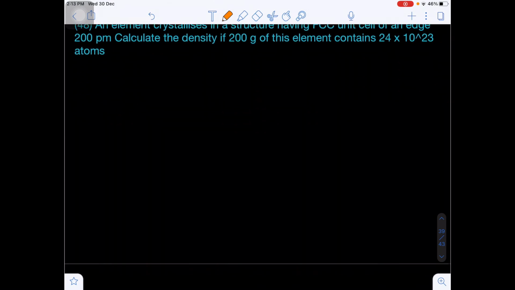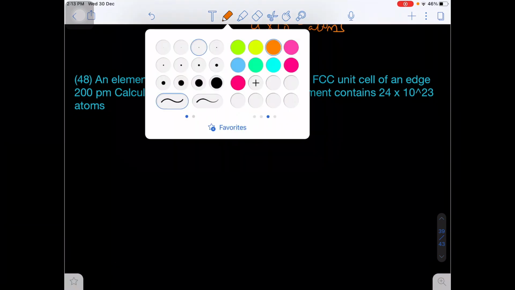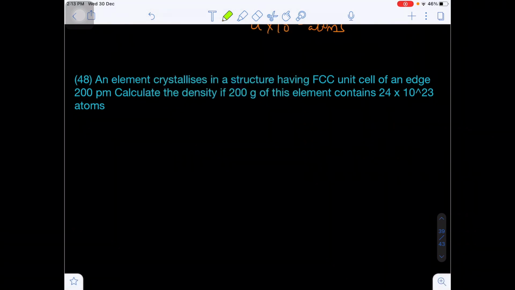Yes or no? Question number 48. An element crystallizes in a structure having the FCC unit cell. For FCC unit cell, what will be the number of atoms per unit cell? That will be equal to 4. Edge length value is given as 200 picometer, nothing but 2 angstroms, nothing but 2 into 10 to the power minus 8 centimeter. And what will be the density given? We have to find the density, so density is the question mark.